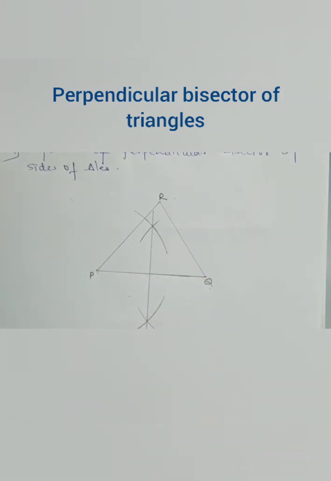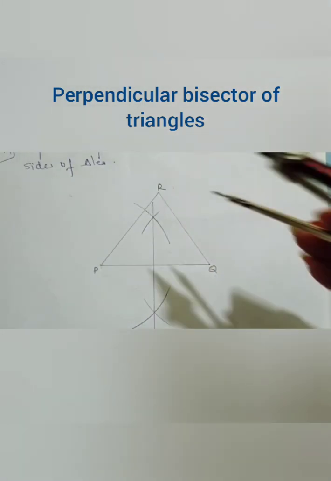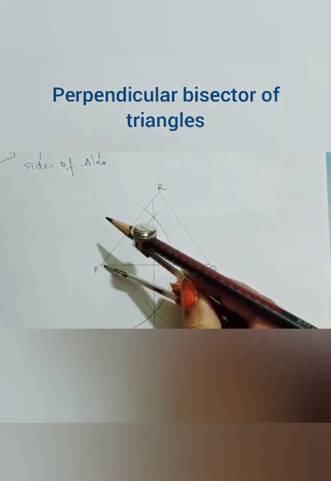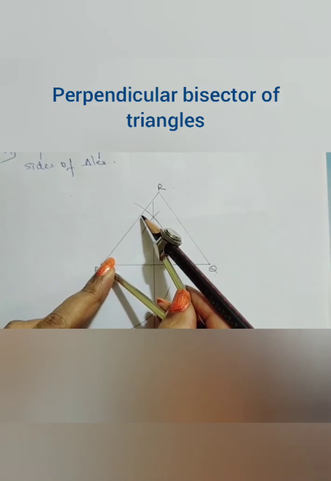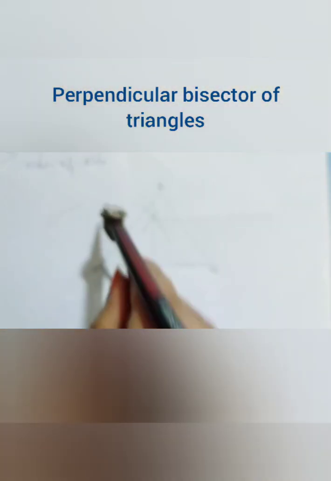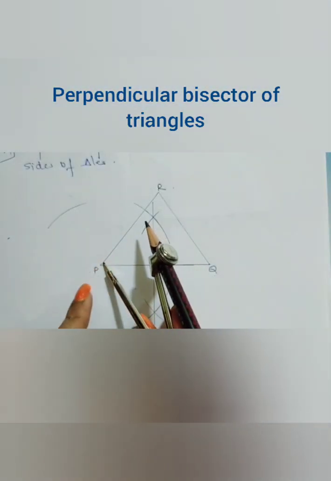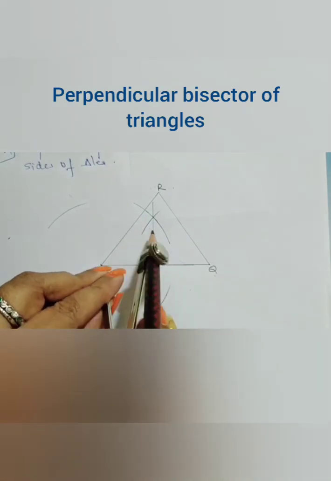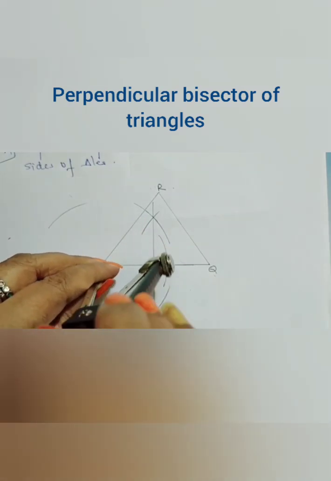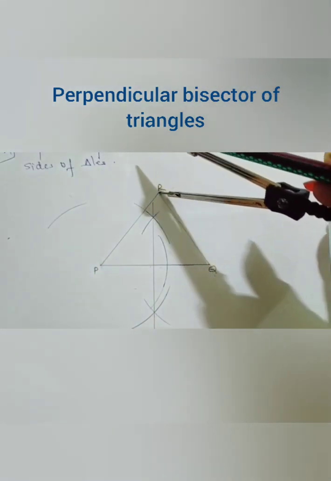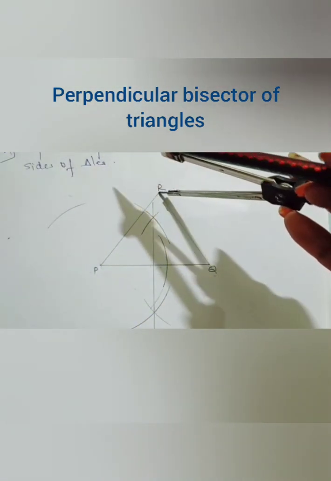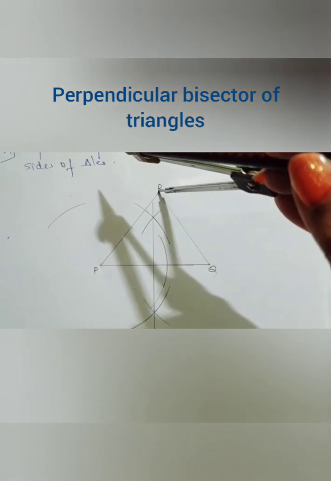bisector with the help of Q and R points. This is our R and this is our P. More than half, as I told you, then make the arc. Okay, I hope it is visible. And the measure should be the same, it should not change, otherwise you will not form a proper arc.